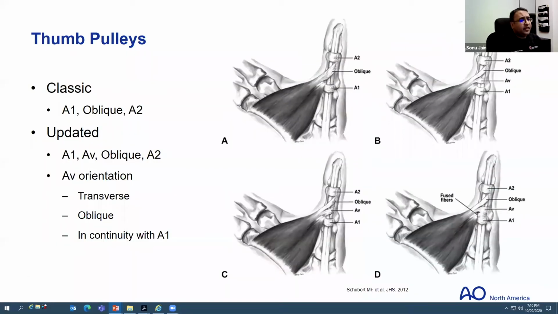So how about the thumb? They also have pulleys too, right? Classically, we thought they had just 3, but we found out they actually have 4. You have a variable annular pulley as well. So this picture on the right shows you your A1, your oblique, and your A2. But you have this variable one, which can be either transverse, it can be oblique, or it can be in continuity with your A1.